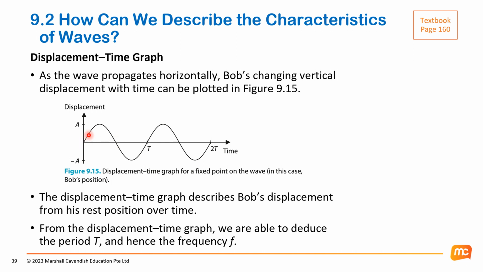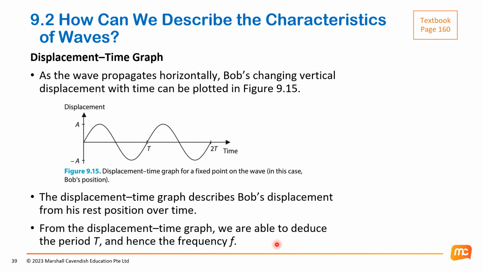Another way is to take the difference in time between the crests. So from here back to here, this duration would also be the period, as would the time between troughs. It's a little more challenging if you take it from the equilibrium position, because sometimes it is possible to make a mistake and find half the period instead of the full period.